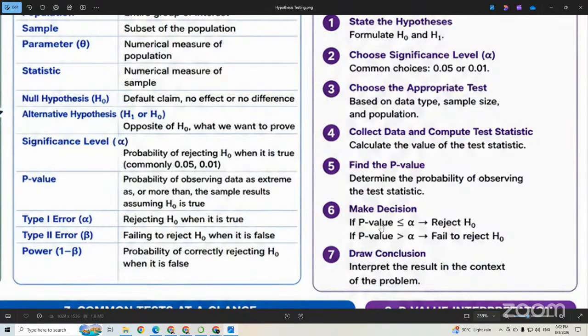Okay, probability value. If this probability value is less than or equal to alpha, and the value of alpha is 0.05, this is the value of alpha, then reject H0. This assumption will be rejected. If p is greater than alpha, fail to reject H0. So this is the condition, and on the basis of this condition, we can decide what should be done.